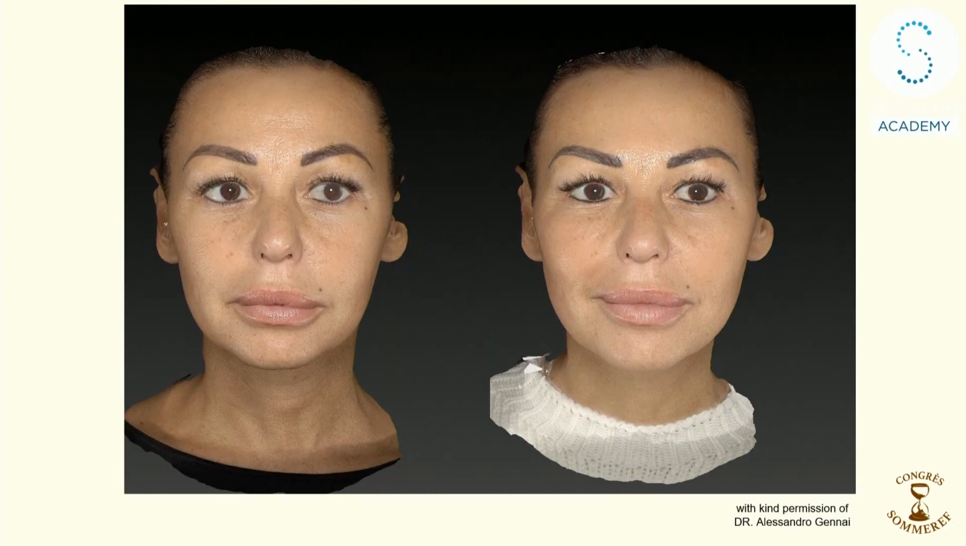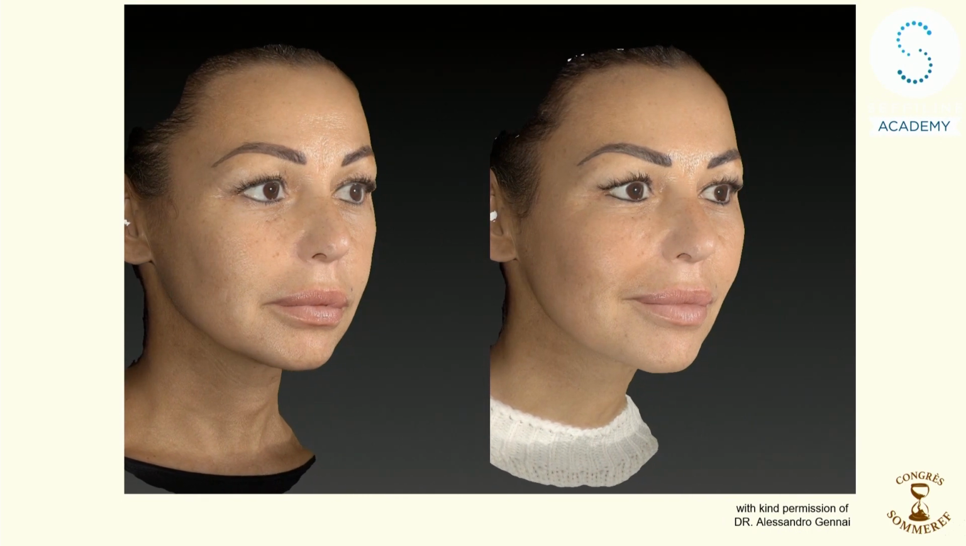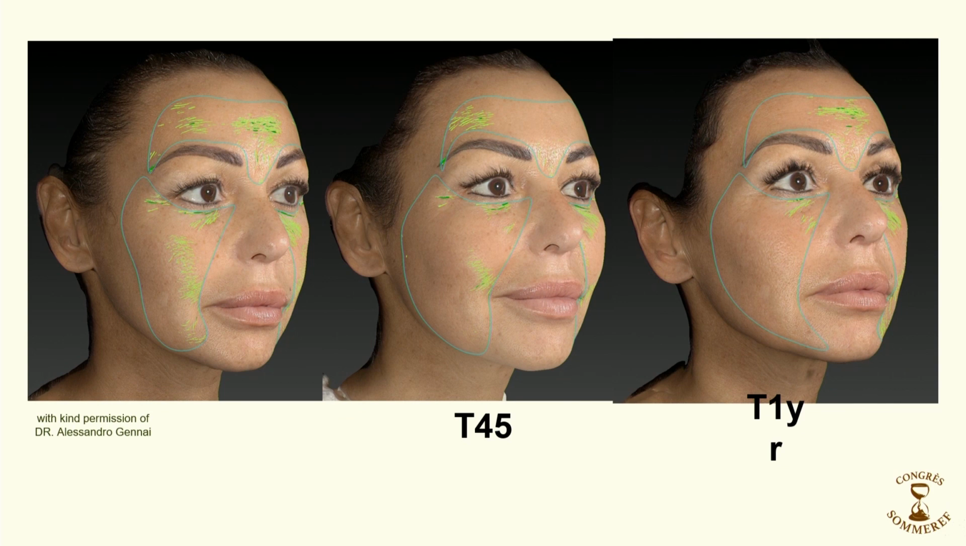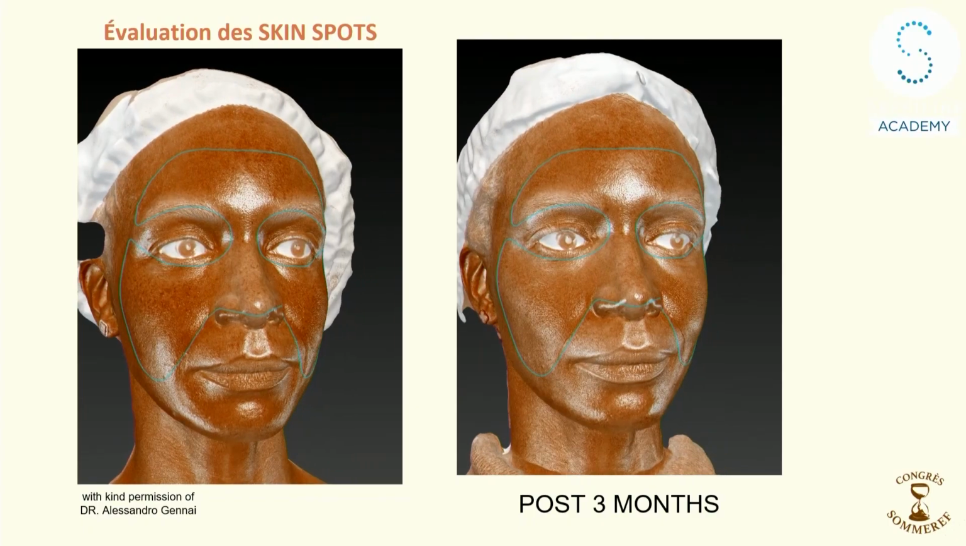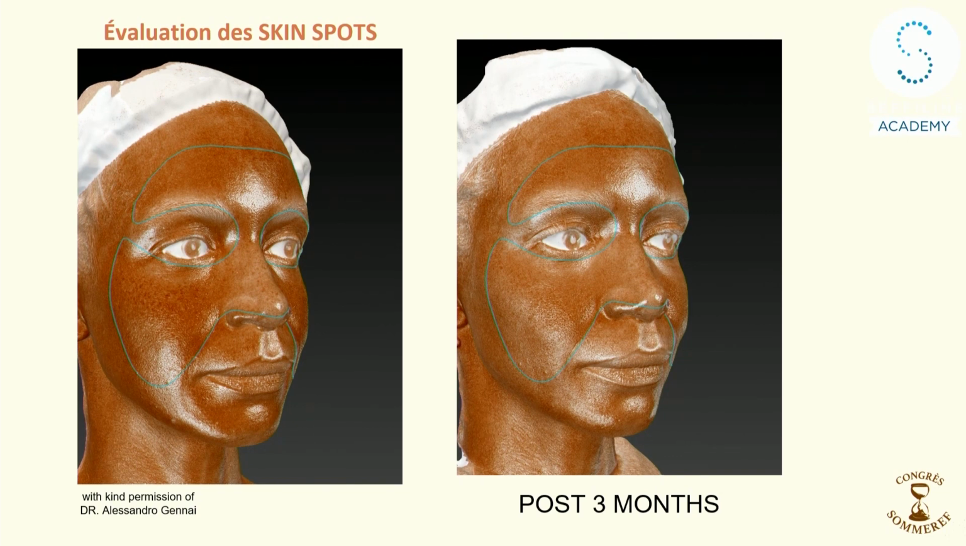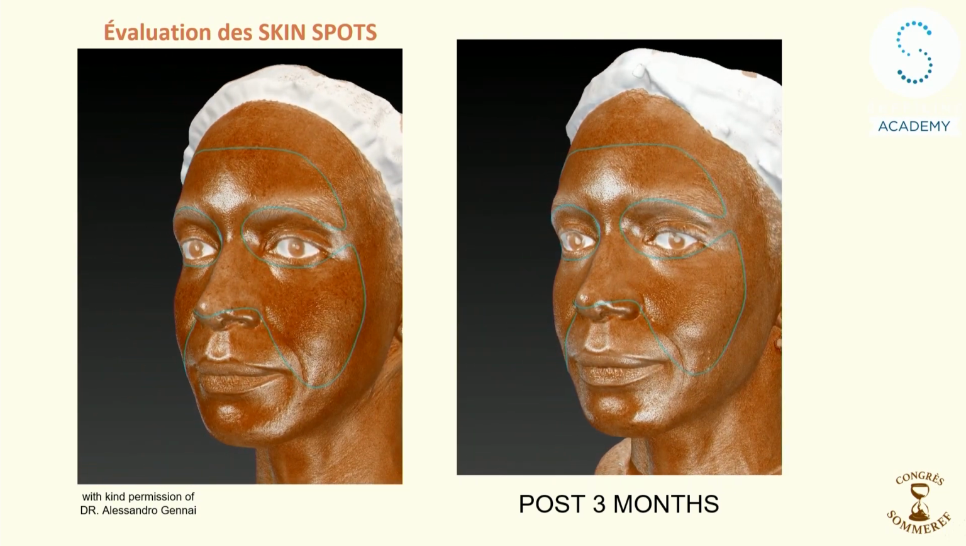As you can see in this picture, before and after. In the picture, you can see the deep line at time 0, after treatment 45 days, and 1 year after. The results are stable for 1 year. In this picture and this video, you can also see the improvement of the marks. As you can see with the image acquired with the Vectra system, there is a decrease of hyperpigmentation after 3 months of treatment.